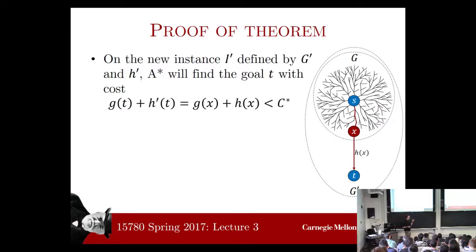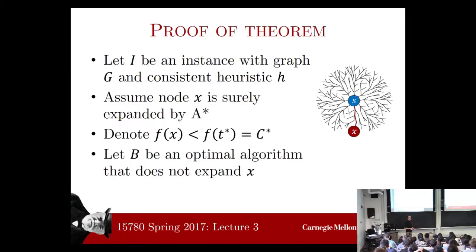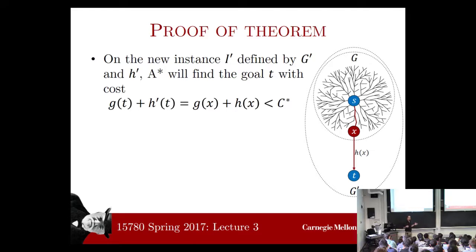Now, one thing to notice is that, like I said, my strategy is to generate an instance with a better goal than before. I want to make T a better goal than T star. And indeed, if you look at the cost of T, G of T plus H prime of T, we need to get to X plus take this edge. G of X plus H of X, because X is surely expanded by A star, is less than the optimal cost C star. This is just what we said here. This is really cool. It says the new goal T on the new instance actually has cost less than the previous optimal goal T star. So of course A star, which is optimal with a consistent heuristic, will expand X like before. Then we'll discover this new goal T, expand it before T star, and get a better solution. But here's the cool thing.